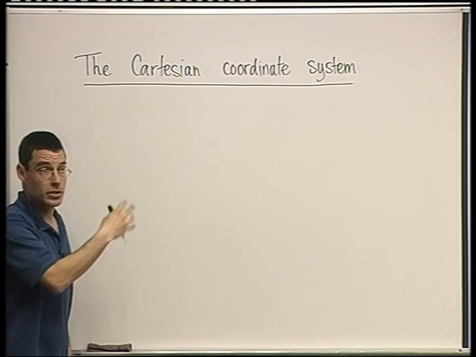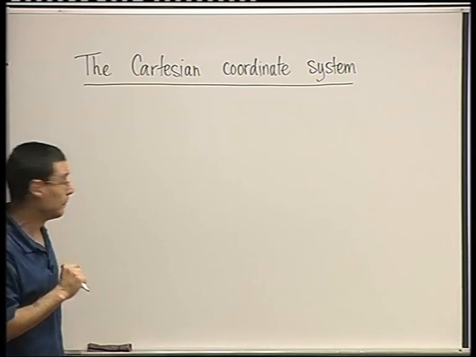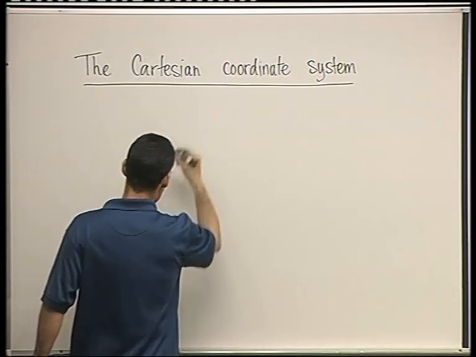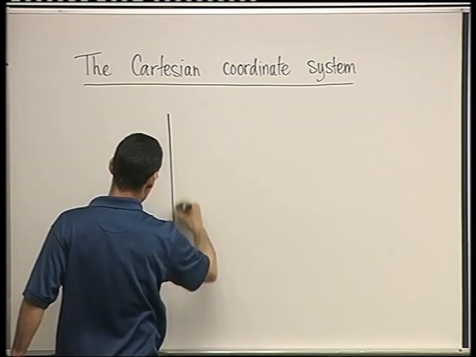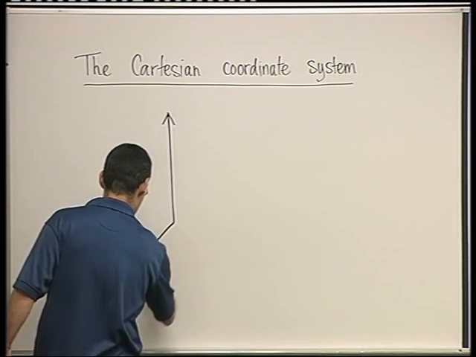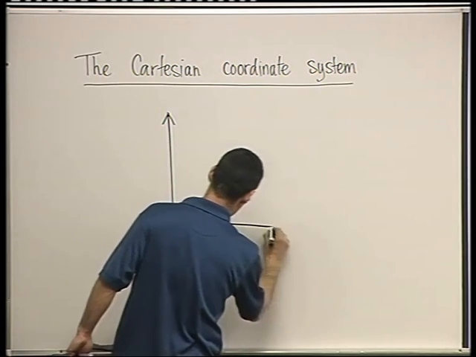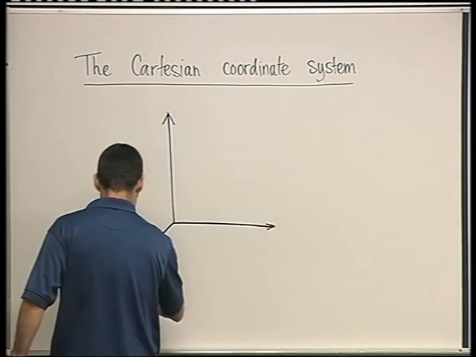The thing that we're going to do now, which maybe you haven't seen a lot, is do it in 3 dimensions. That's the important thing. So here's how we draw a Cartesian coordinate system in 3 dimensions. We're going to need 3 axes, x, y, and z. And the way we usually draw it is like this.